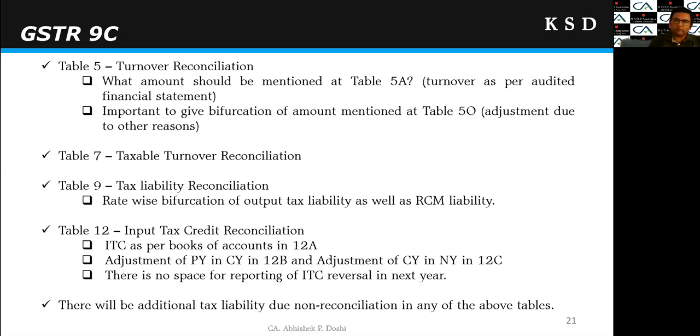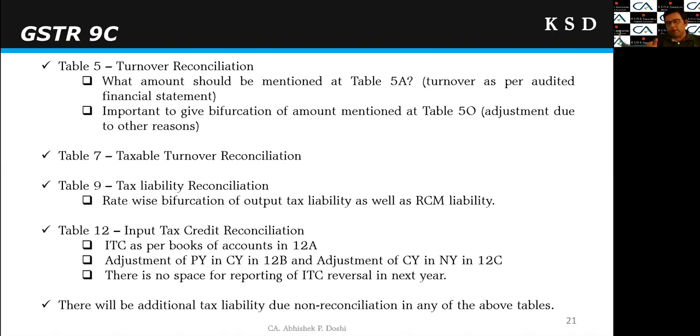GST, right? If we go to the definition of turnover, it includes all supply. So ideally we should report revenue from operations as well as the other incomes on which GST has been charged or attracted, right? We should report the entire thing under 5A, and then we should give a separate working in the notes about what figures have been mentioned in table 5A and how that figure has been derived. Alternatively, one can do that.